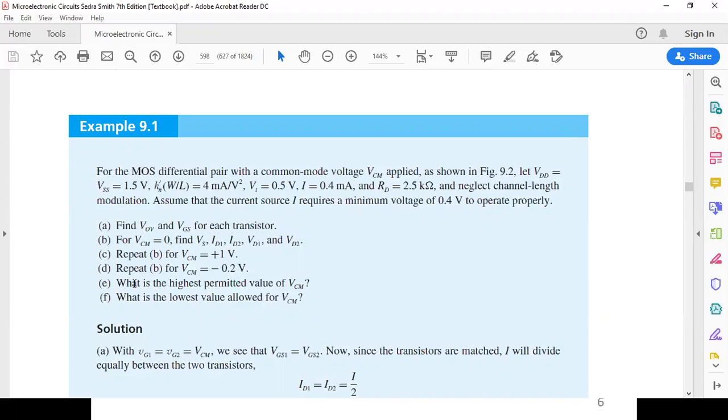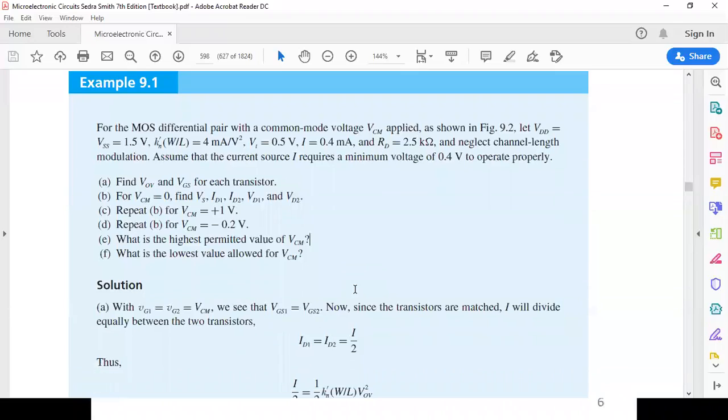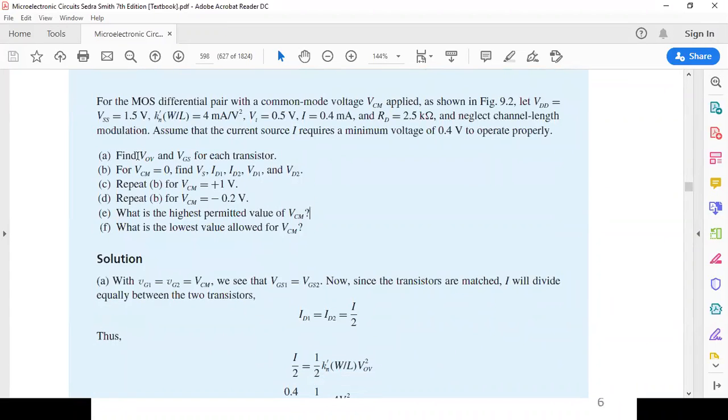Number E, we need to find the highest permitted value of VCM and the lowest value allowed for VCM. So pretty much we're going to use all the equations that we have derived so far. Okay, so the first part is we need to find the overdrive voltage and VGS.